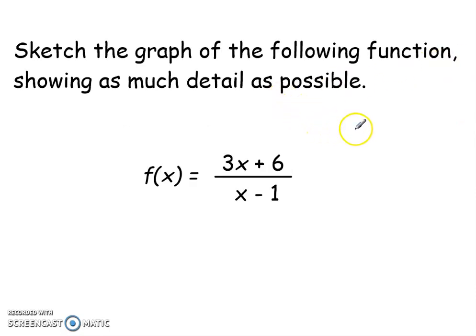So here you go. I want you to sketch the graph of the following function, showing as much detail as possible, and I'm giving you the function (3x + 6)/(x - 1). So pause the video, have a crack at that and come back.